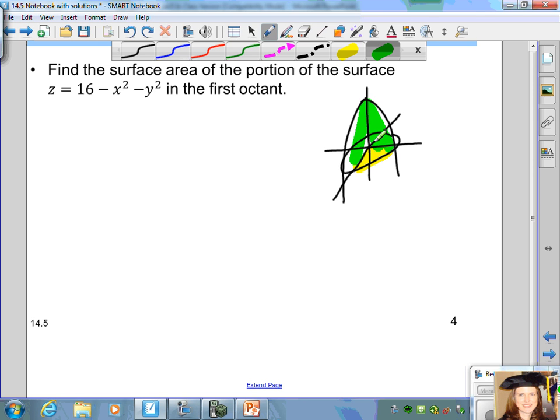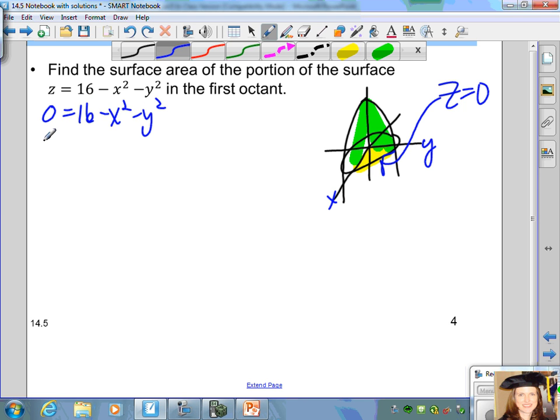To determine that base region, we want to find out where this elliptic paraboloid actually intersects with the xy plane. And it intersects in the xy plane when z is equal to 0. So if we set z equal to 0, we get 0 equals 16 minus x squared minus y squared. When we rearrange this, we get x squared plus y squared is equal to 16. And we know that's the equation of a circle. It intersects in this circle with a radius of 4.